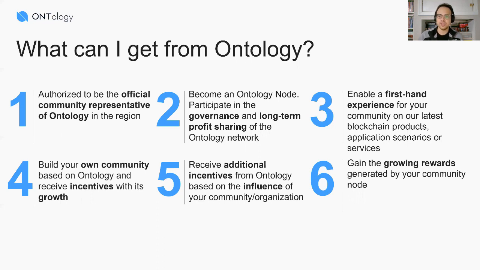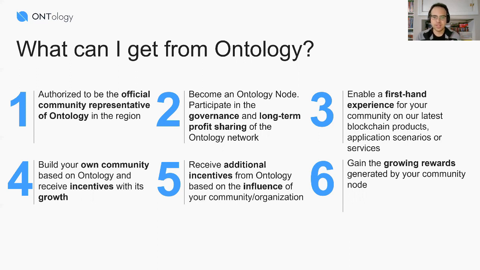By becoming an Ontology node, which is the way that we're issuing out this program, each global community contributor runs a node, and this node in Ontology is how the rewards are distributed. So that person would have to run a node, or that organization would have to run a node, and Ontology would help with the setup and the maintenance of the node. But also, right, the point of running a node is to then participate in the governance and to be a part of the profit sharing, be a part of the governance of the entire Ontology network.